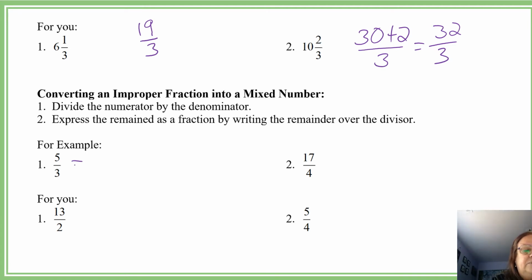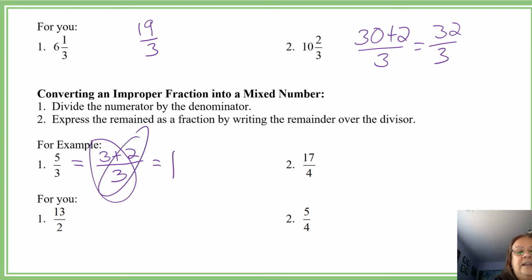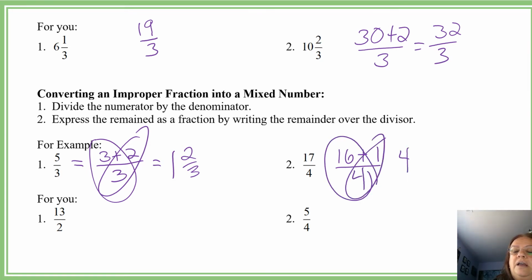My favorite way to do that is to rewrite the top as a multiple of the denominator so that I can see it, right? So here I can see that it is 1 2/3. All right, here, 17/4. Well, I know 16 is a multiple of 4. So 16/4 is 4 1/4.